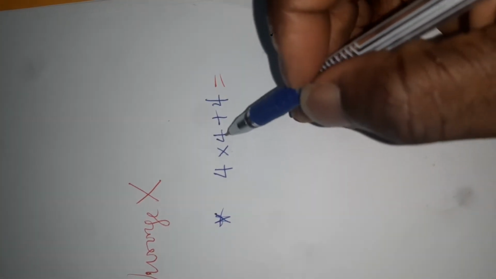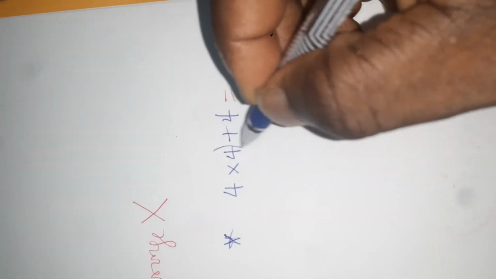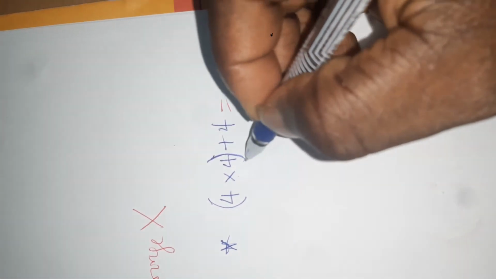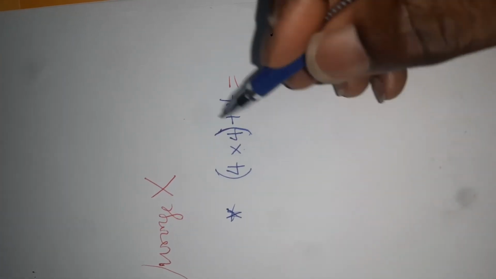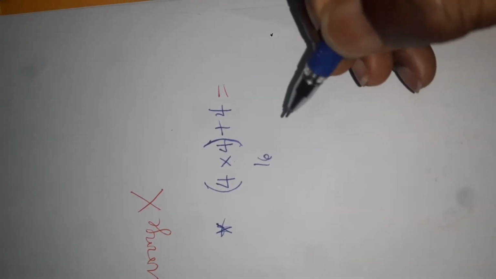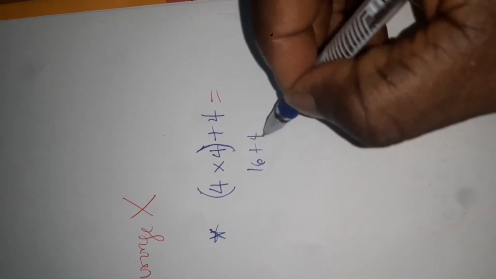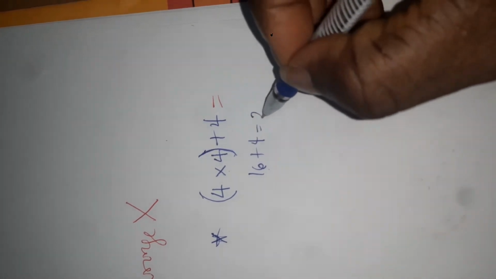Now multiplication comes before addition, so you put this in a bracket. Now 4 multiplied by 4 is what? 16. And here is what? Plus 4. So this plus this, you have what? 20.